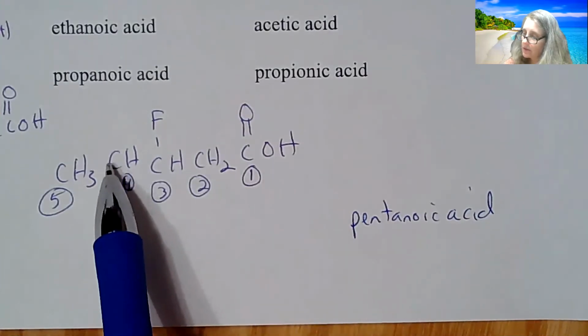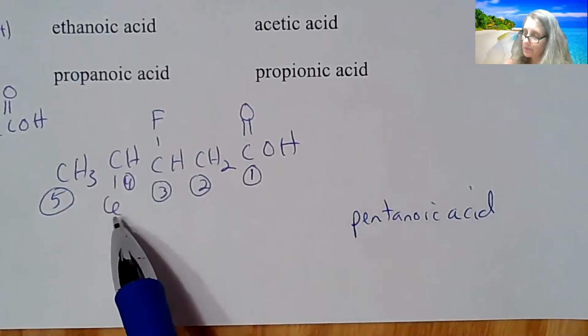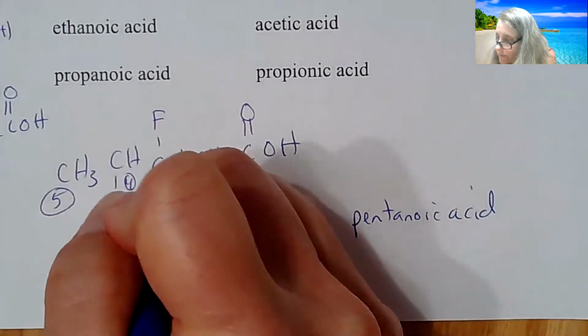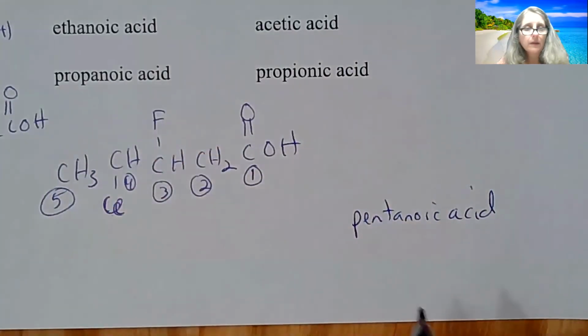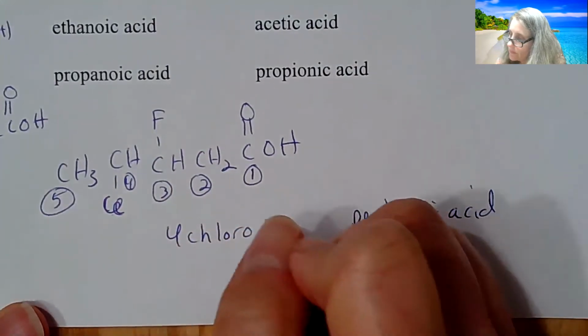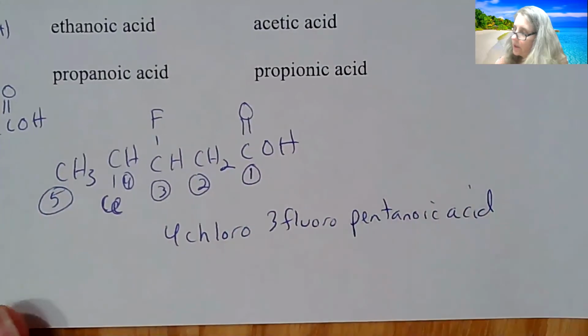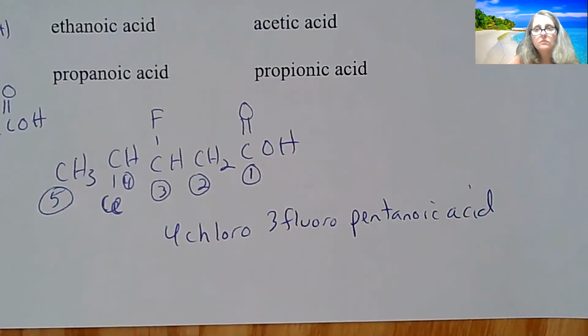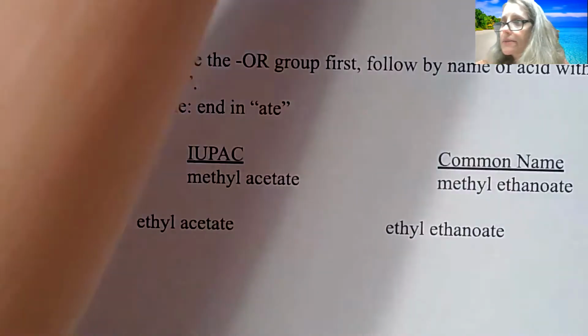So then I just have to see where my chloro and my fluoro happen to be, and chloro is going to come before fluoro. So this is a chloro group down there, if you can't read my handwriting. So this is 4-chloro-3-fluoropentanoic acid. Okay, so that again is a naming system for carboxylic acids.